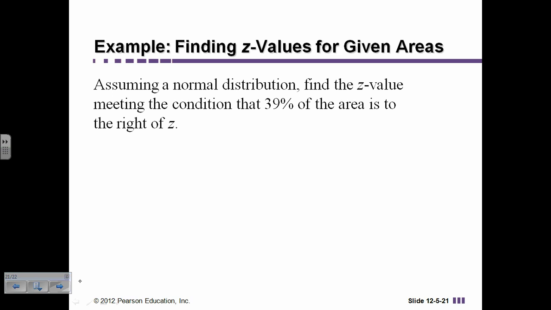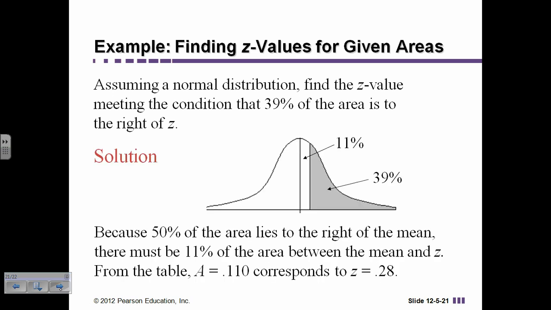Okay, so here's another example. Assuming a normal distribution, find the z-value meeting the condition that 39% of the area is to the right of z. So this time we're going to do it a little bit differently. We're going to show you here.